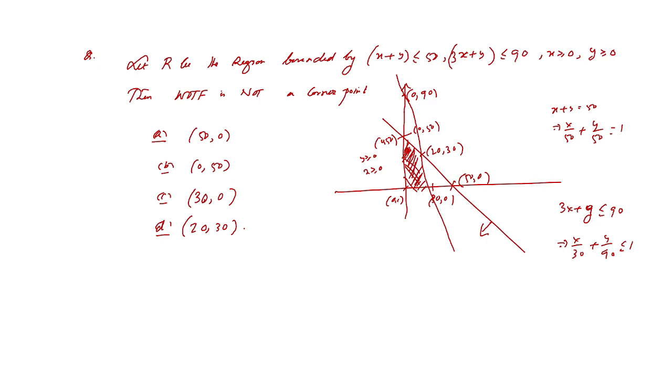So here we can conclude 50, 0 is not a corner point. The corner points are basically 0, 50 and 20, 30, 0, 0 and 30, 0. So these are the four corner points. So obviously 50, 0 is not a corner point. This option is correct. All other options are false. This question was exactly given in the KVS examination.